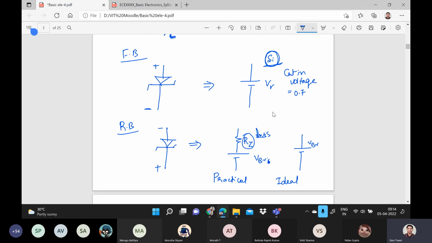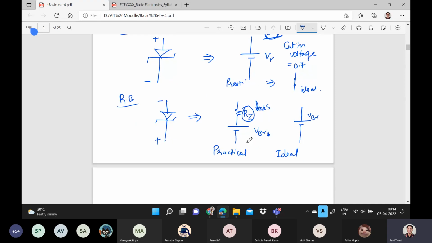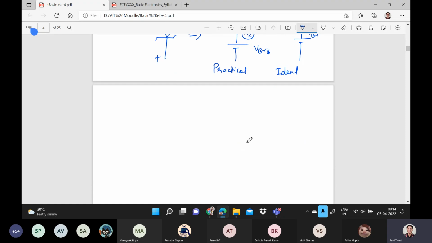In case of ideal, in the forward bias, what will happen? Anyone tell me? It will be short circuited or open circuited. Tell me. This was the practical case. Short circuited. Yes, it will be short circuited if it is an ideal case. So for better understanding what I'm doing, I'm just going to start solving some numericals. Okay, so let's start.